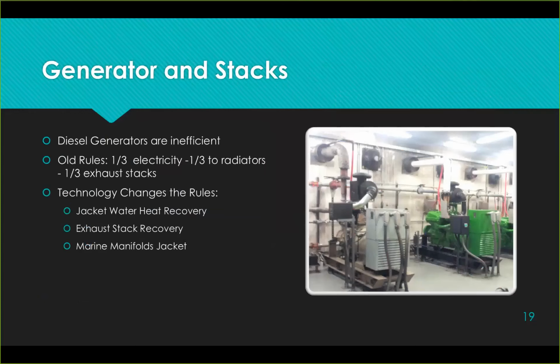We can collect jacket water heat recovery. We can do exhaust stack recovery. And we can even install marine manifolds on our cooling jackets. And those allow us to recover a lot more heat than we had previously.